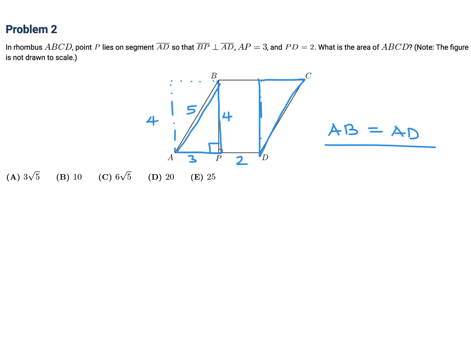That's 4 also. So really, to calculate this, I would just do it like a rectangle, where that's the rectangle. That's 4 and that's 5 this side. So the area would be 4 times 5, which is 20. And that is choice D.